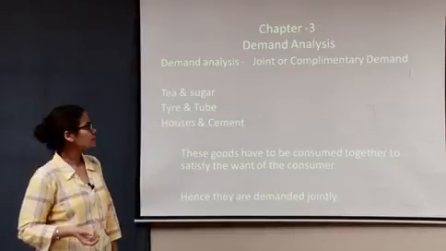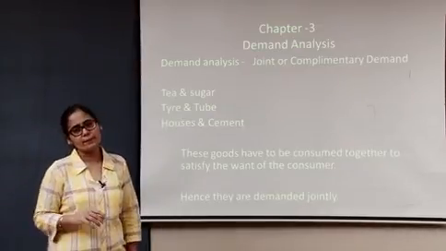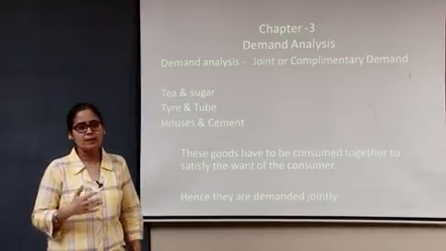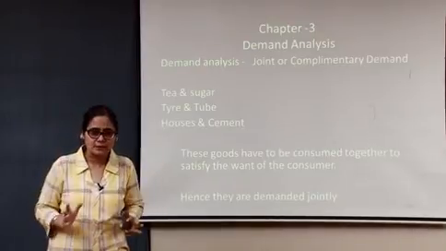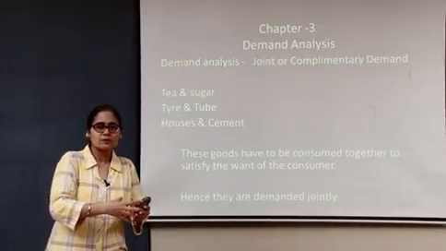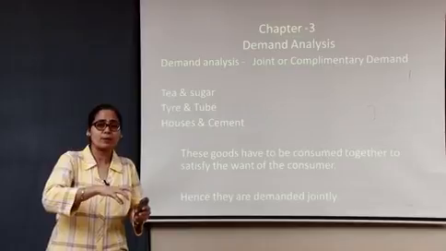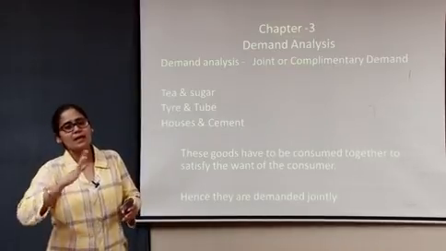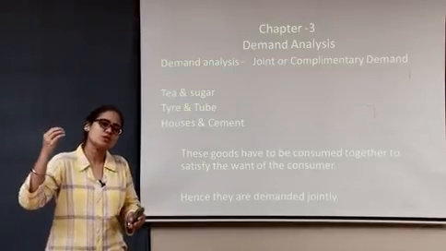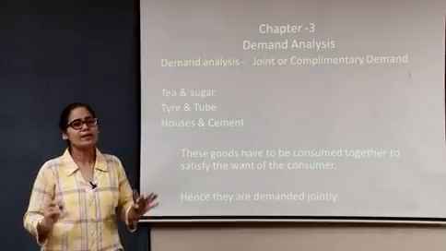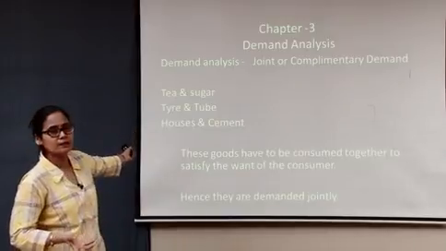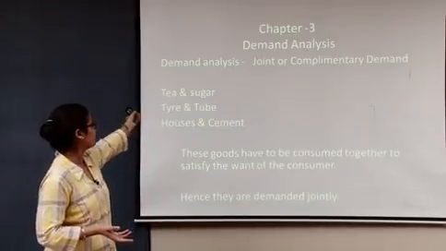Next is complementary or joint demand. Complementary already we have studied in the determinants of demand. This is the demand for joint products. Matlab, when you buy one product, to run that existing product or to have the maximum utility of that product, you need to buy the related product to run it. The complementary product is that product which has to be jointly demanded to enjoy the consumption or the utility of the product. Some examples are mentioned over here: houses and cement, tire and tube, tea and sugar.